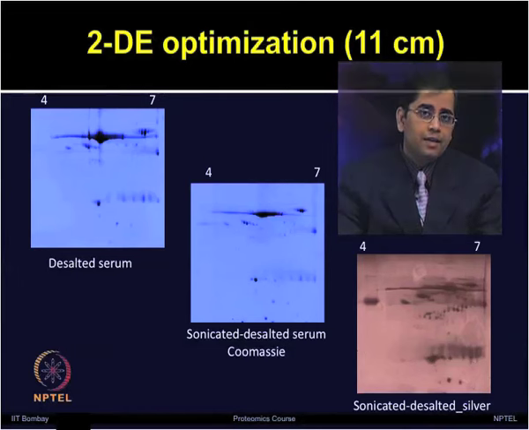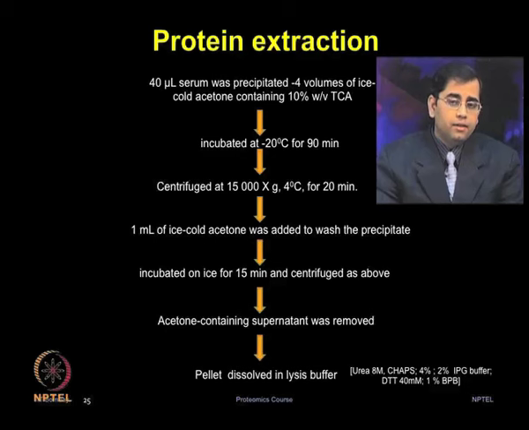Then it was incubated on ice for 15 minutes, and again centrifugation was performed. The acetone containing supernatant was removed, and then the pellet was dissolved in the lysis buffer. The recipe for the lysis buffer we have talked about earlier when we discussed sample preparation, which is also mentioned in the slide here. You can use urea, CHAPS, IPG buffer, DTT and BPB.